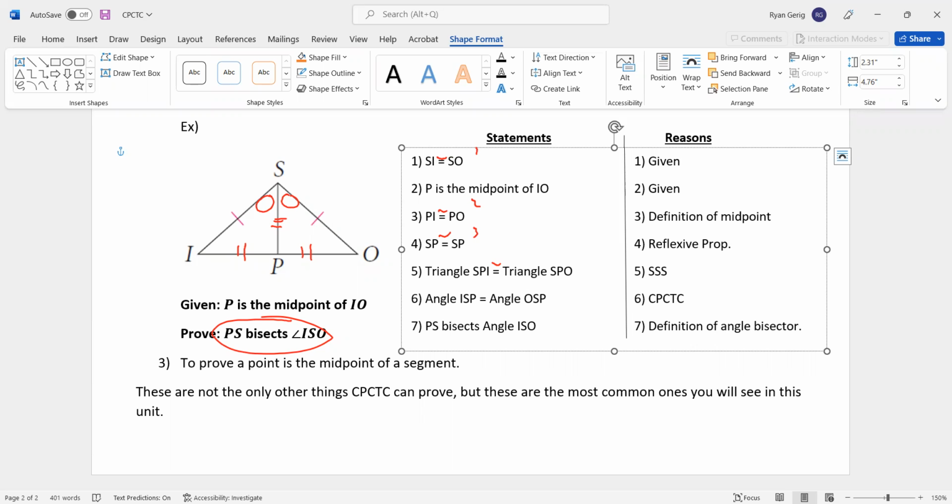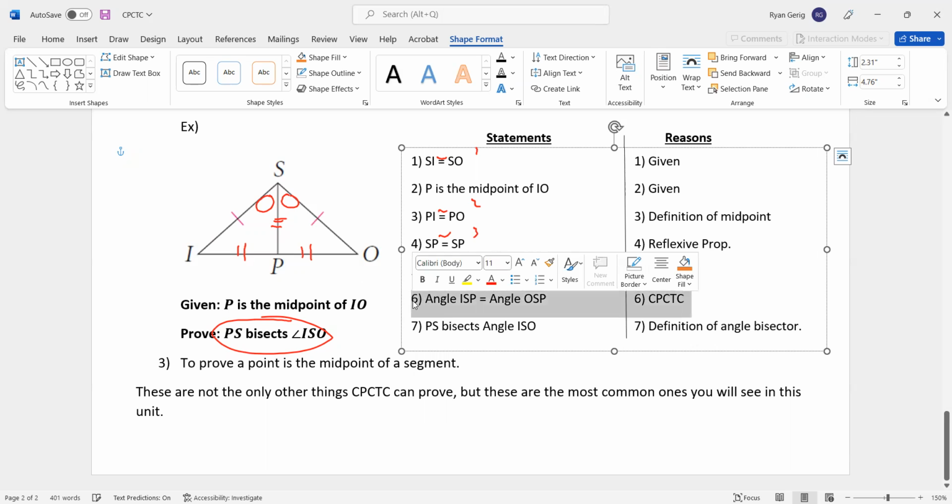Okay. The third way, I'm not going to do a proof for this one, is to prove a point is the midpoint of a segment. These are not the only other things CPCTC can be helpful in proving, but these are the most common ones you will see. Again, the big idea is using CPCTC. Most of your proofs are going to stop right there at step 6, but just wanted to show you that it can go further.